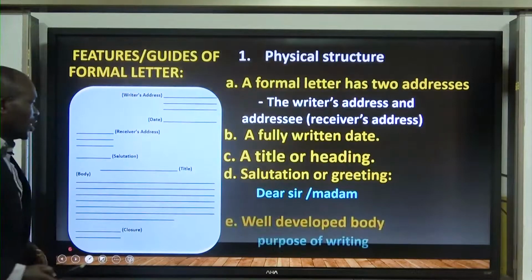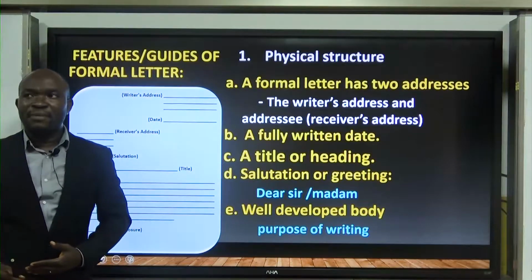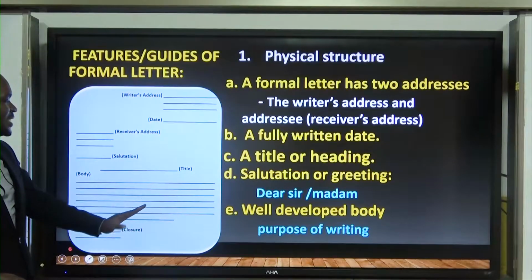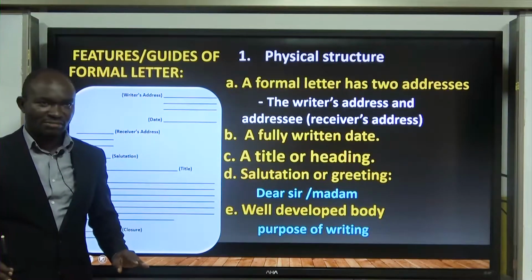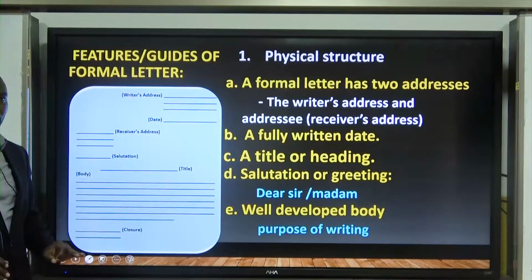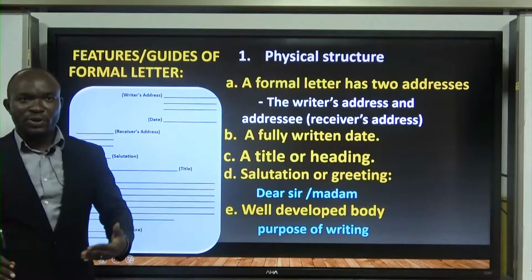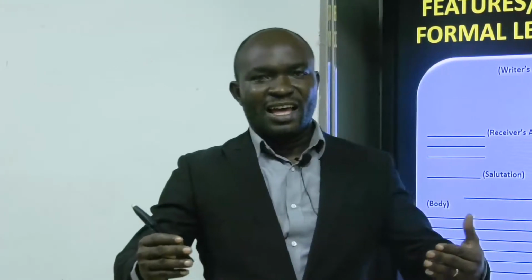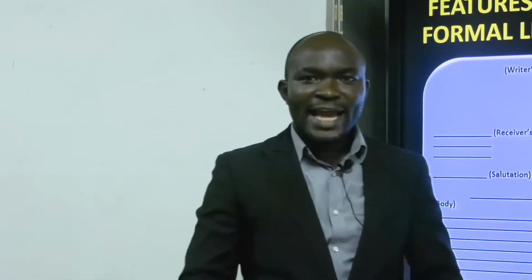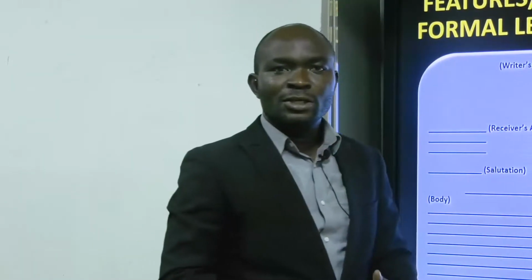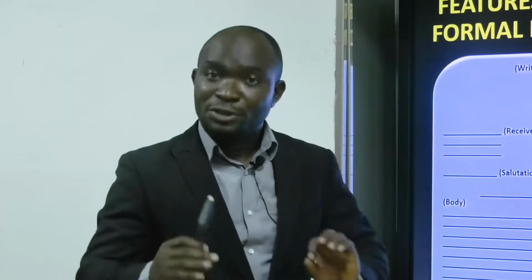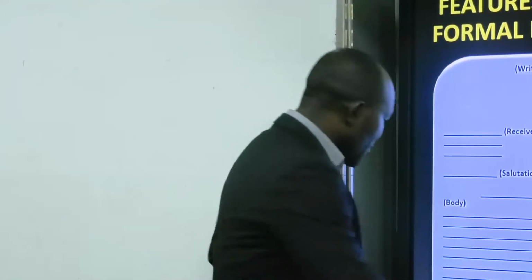Another physical feature you will see in a formal letter is that the content is well developed. A well-developed body. Okay? The purpose of your writing. Straight to the point. Sir, application for job. I'm writing to apply for a job in your organization. Or I'm writing to register a complaint about the bad water or bad road situation in my area. You get it. Straight to the point. Okay?